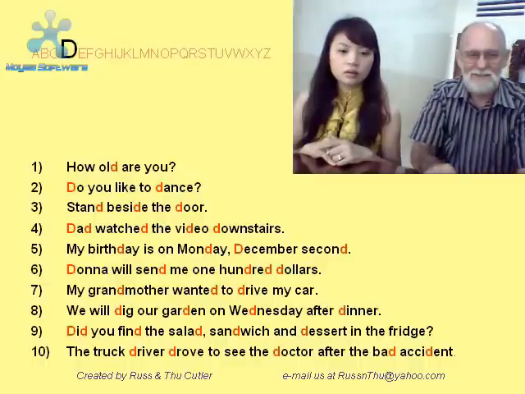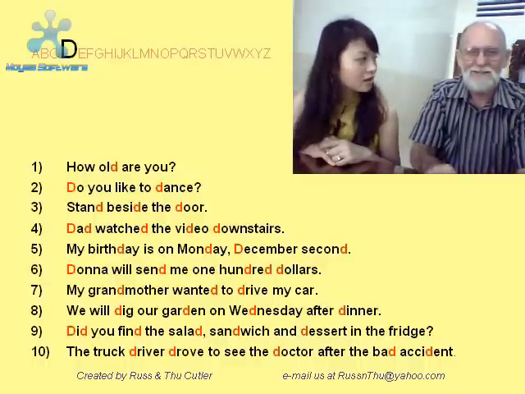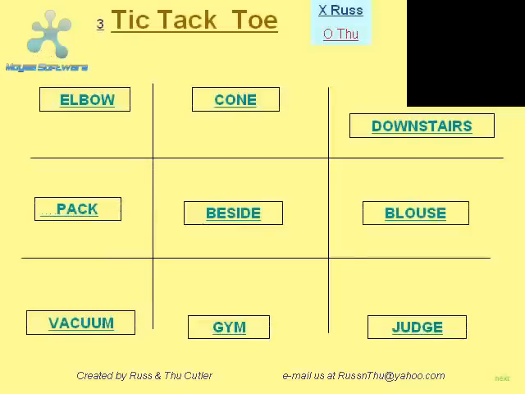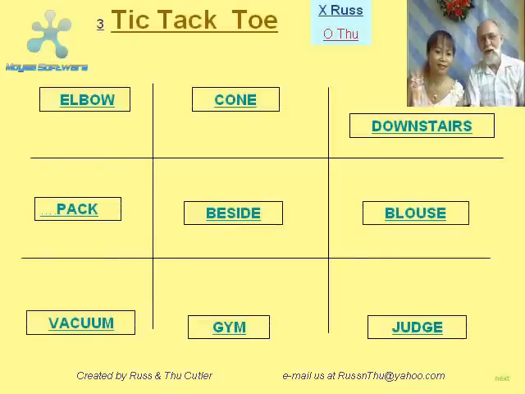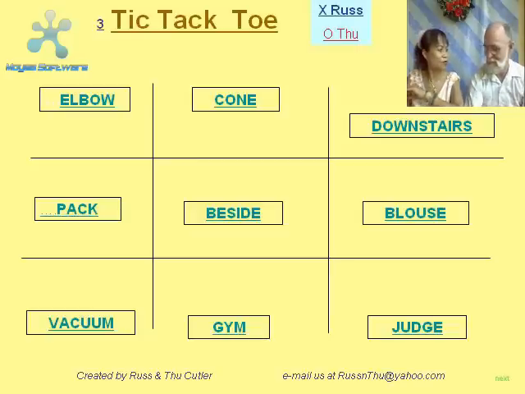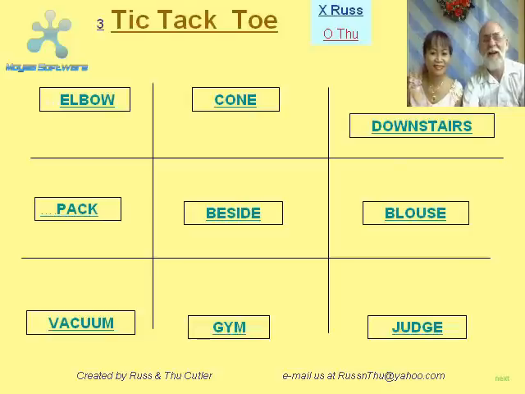Okay, start again. On this game, this is a tic-tac-toe game. And on this, you just have to describe the word. So that first word, elbow, what is that? And the next one, cone. It's kind of pointed at the top and wide at the bottom, and they use it for ice cream. That's right, like an ice cream cone.